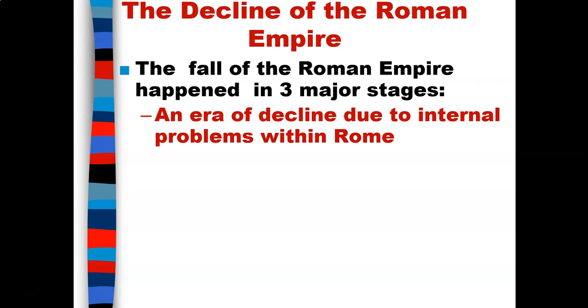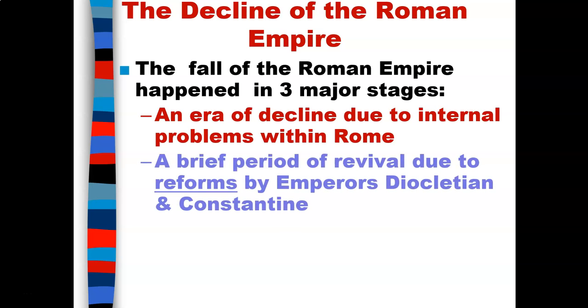Let's move on. Now, the fall of the Roman Empire, like we said, had three major reasons. We talked about the first one, which was an era of decline due to internal problems within Rome. The second one is a brief period of revival due to reforms by emperors Diocletian and Constantine. Let's look at this second reason for the fall of the Roman Empire.